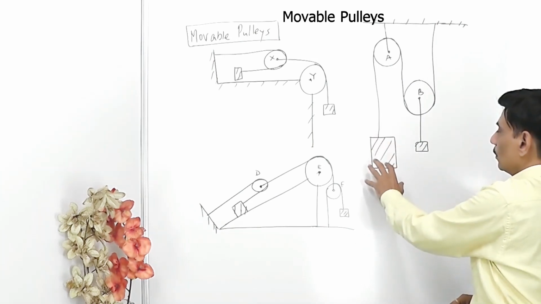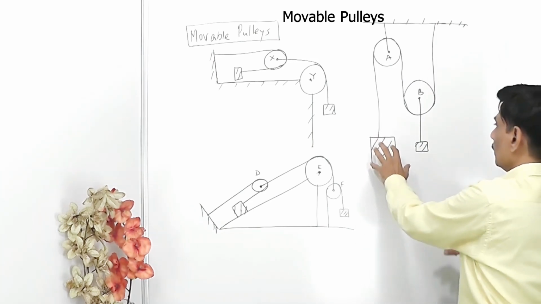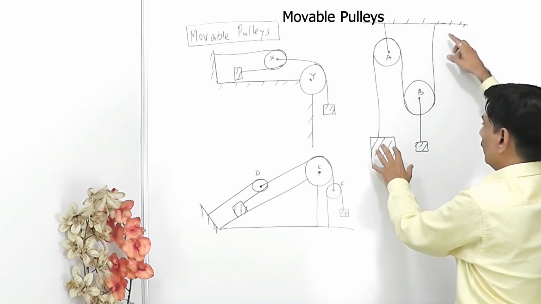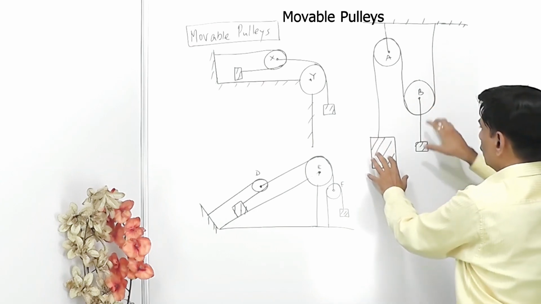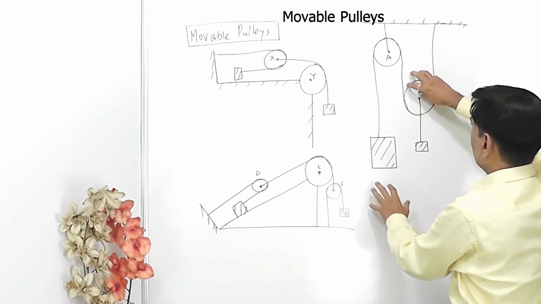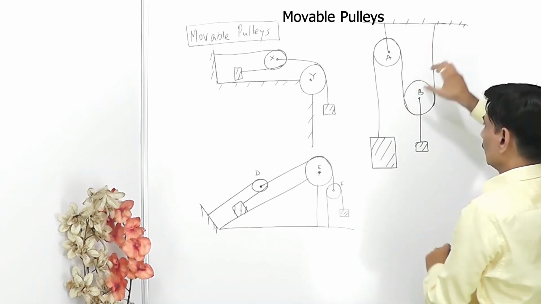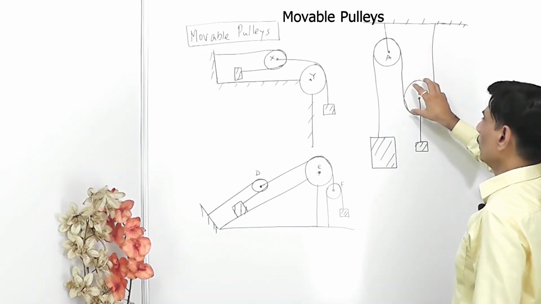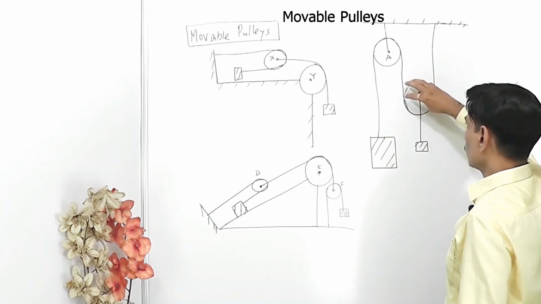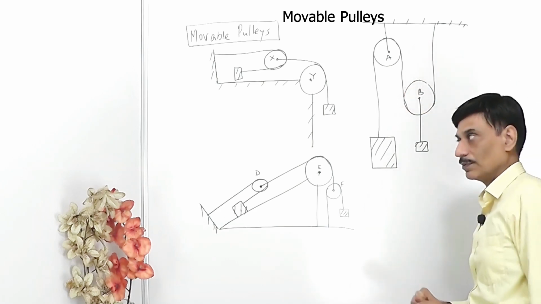When this block goes down, a certain length of the string is constant. So when this block goes down, this pulley shall be moving up and this shall be rotating also in this direction. So this pulley is a movable pulley because it can rotate also and it can translate also.